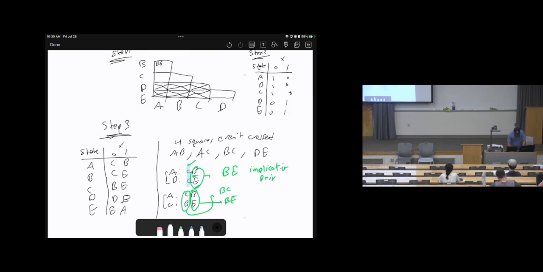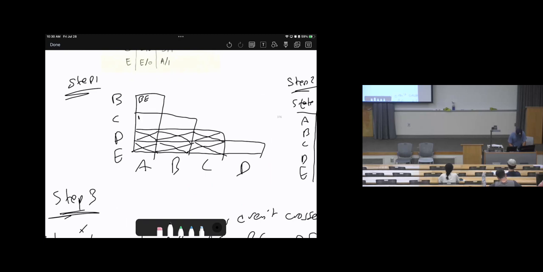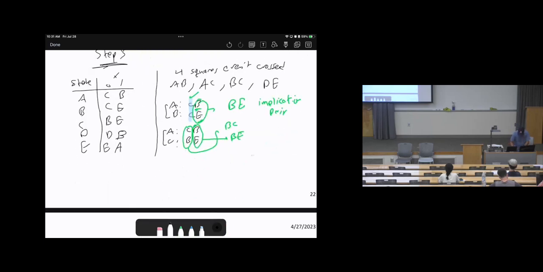So I'm gonna write this down here. So the first part, which is we have BE, then we have here BC. We have two implication pairs. Let's go to the other block, which is BC. Here is B, here is C. B between C and E, and C between B and E.